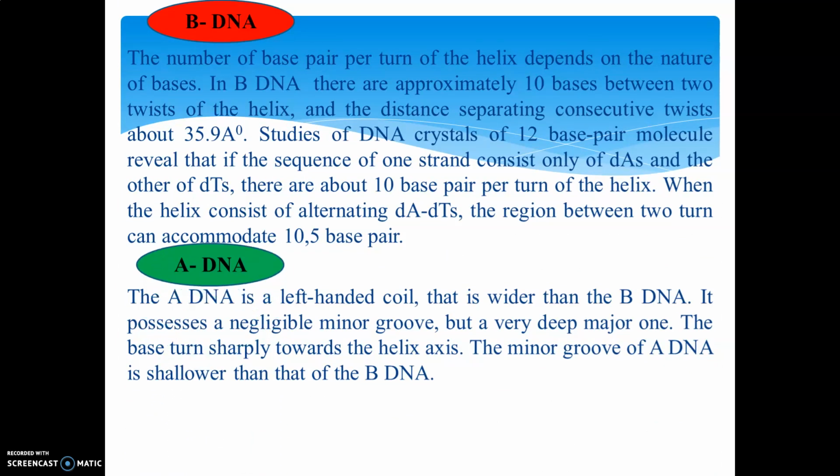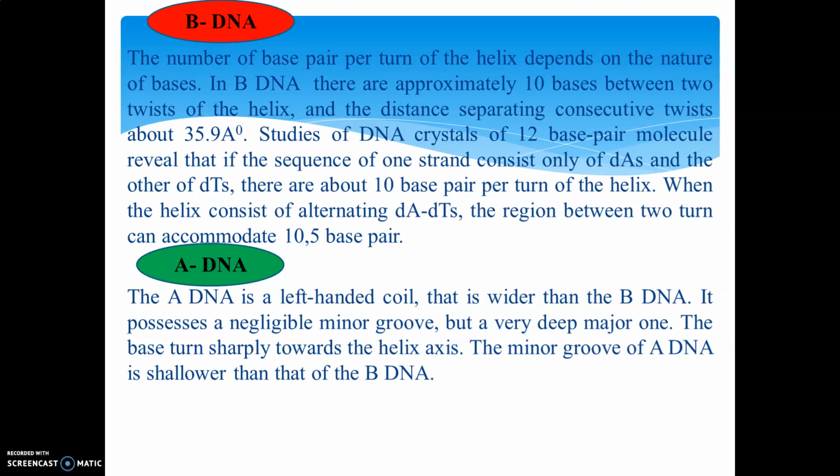Now look at B-DNA, A-DNA and Z-DNA, and their characteristics. In B-DNA, the number of base pairs per turn of the helix depends on the nature of the bases. In B-DNA, there are approximately 10 base pairs between twists of the helix, and the distance separating consecutive twists is about 35.9 angstrom.